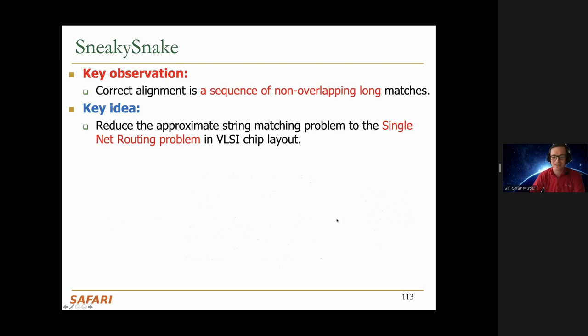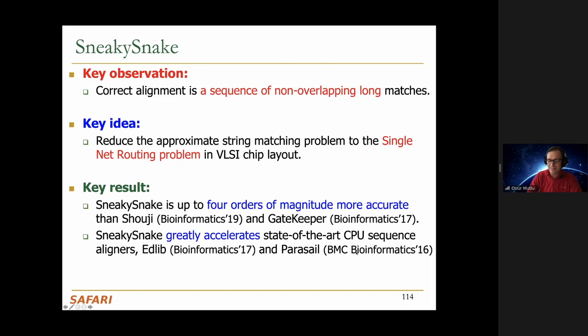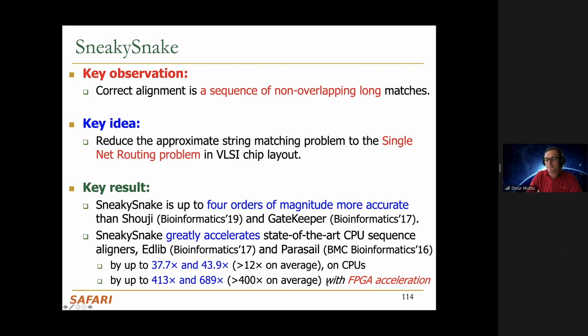Okay, I'm going to explain the idea in a little bit more detail, but it turns out this is even more accurate than both Shouji and GateKeeper. And because you stop when you get errors, it greatly accelerates the CPU-based aligners, significantly just on CPUs. And if you actually do the FPGA acceleration, you increase the speedups more. And we have a GPU version of this also. So this is an algorithm that's mappable to essentially every interesting device. Okay, so let's take a look at how this works.